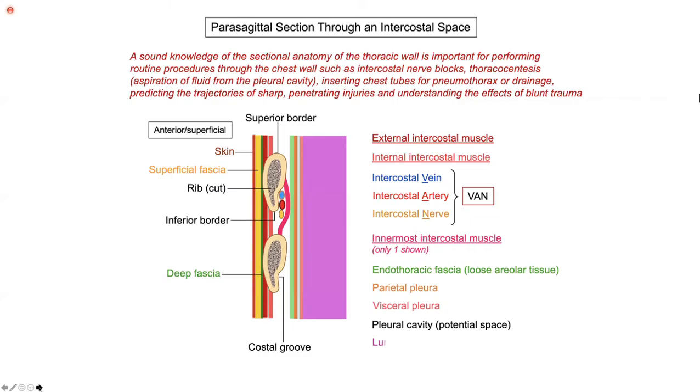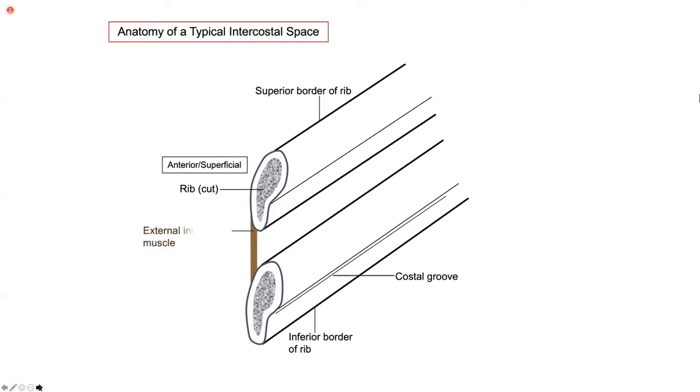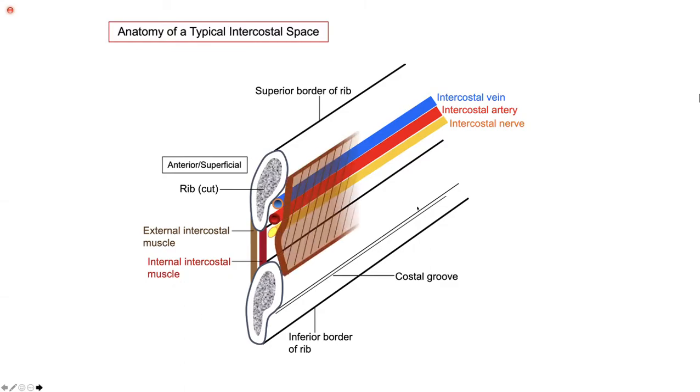The purpose is different. Now, we are looking from a side view, the same concept. Are we good with these labels? We talked about it. This is external intercostal, internal intercostal, and these are my VAN: intercostal vein, intercostal artery, intercostal nerve. And then this was the innermost layer. Are we good so far? Now, let's complicate it a bit.